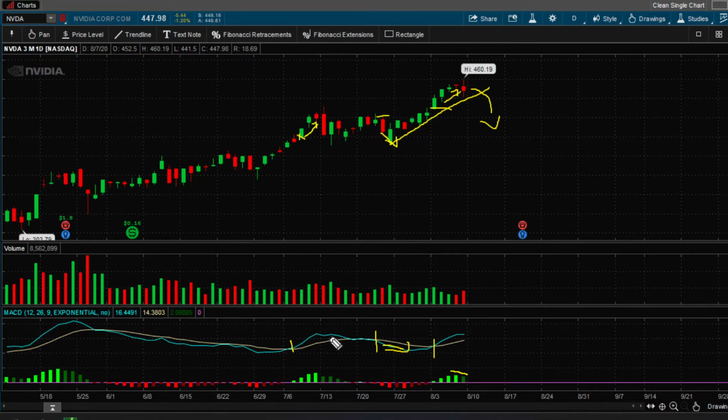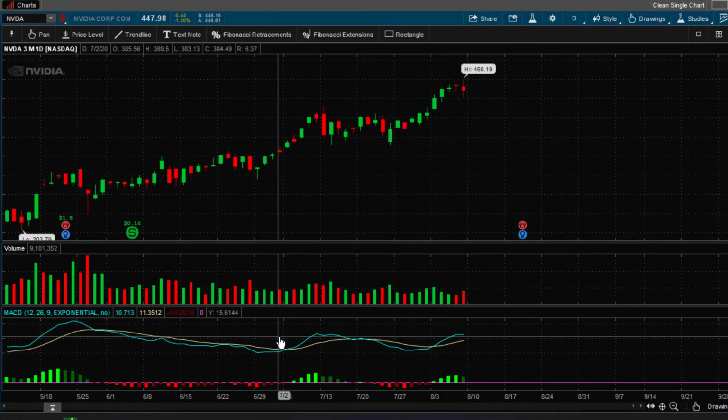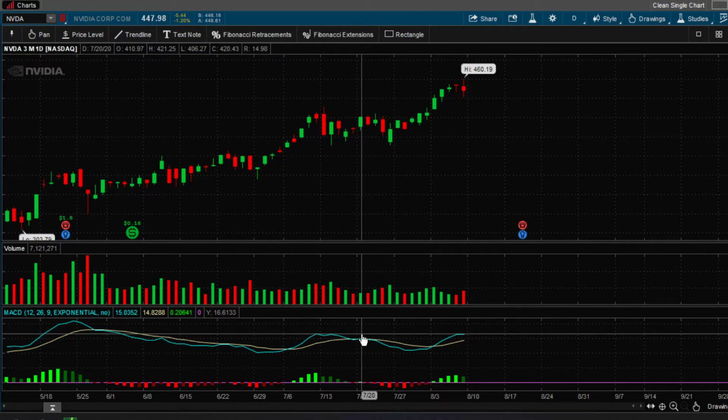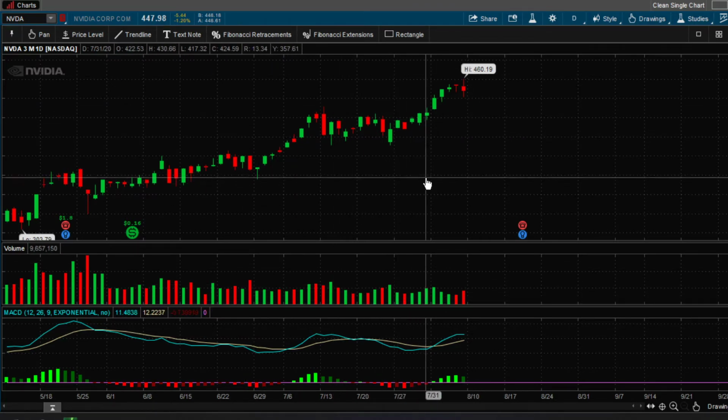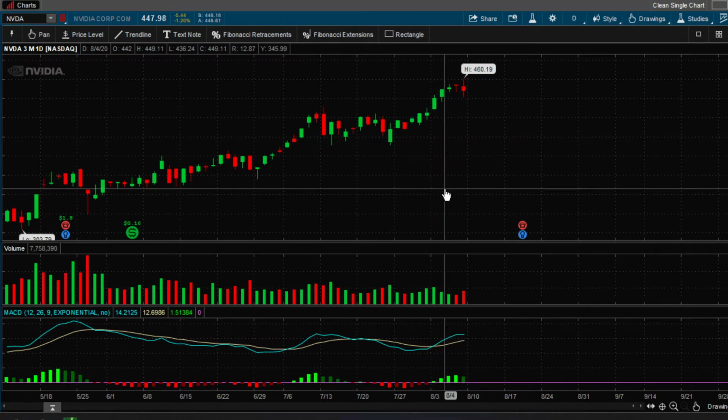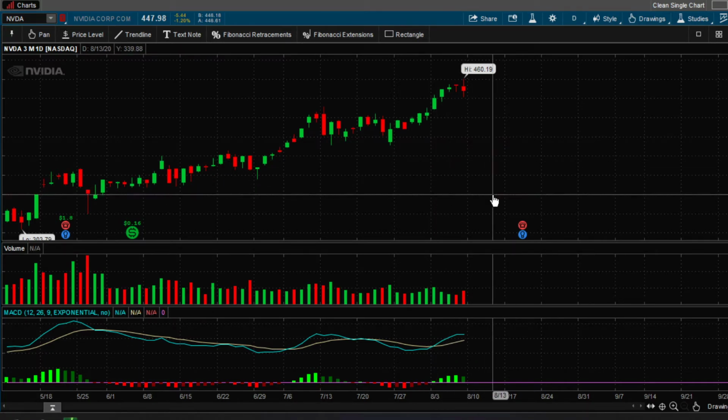All indicators again are for guides. Always follow the trend, but that's the basic use of the MACD, the moving average convergence divergence indicator.